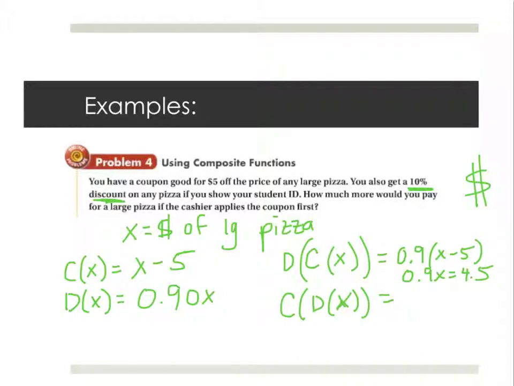All right, if you do it the other way, you're plugging in d of x in the x position, minus 5, and so that's 0.9x minus 5. And so what you should notice here is that if you apply the discount first and the coupon second, you're taking off 50 cents more than if you apply the coupon first and the discount second. So now you know how to save more on your pizza, but that's an example where you might use composite functions. Last two slides are practice, so let's jump in and let's try some.